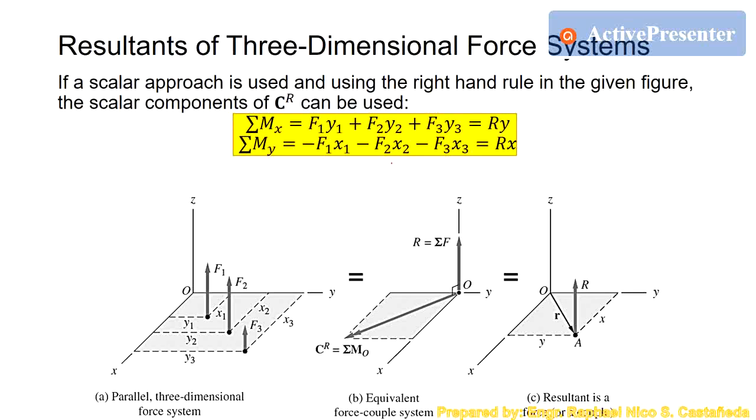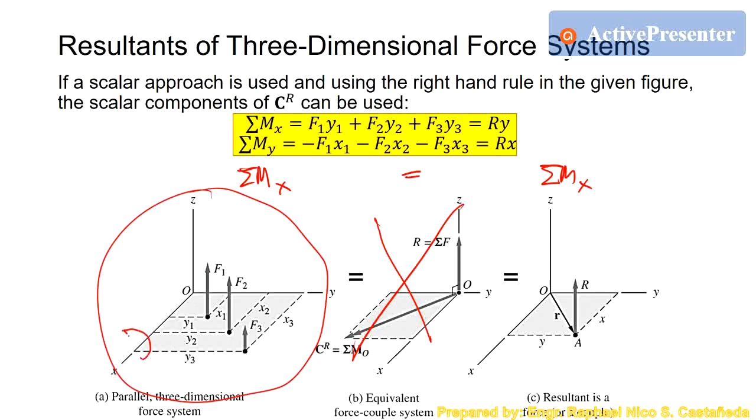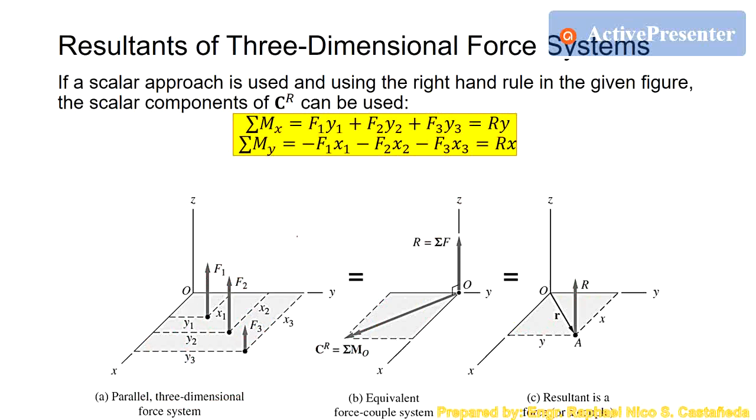If you want to use the scalar approach, this one is the easier approach for me. You just need to have a common moment. You just sum up the moments here and sum up the moments here. We don't need to pass through this figure, we just equate. For example, summation of moment about X in this figure, we have F1 y1, F2 y2, F3 y3. This is equal to R times y, which is this one. Then for the second one, summation of moment about Y, you just equate the two.